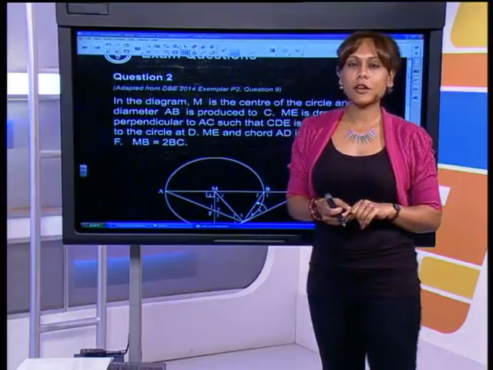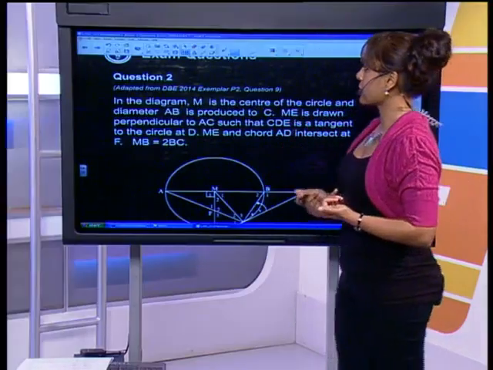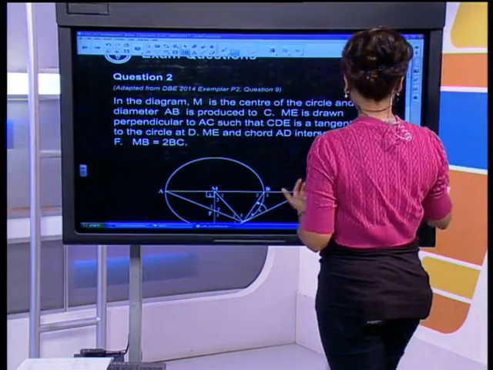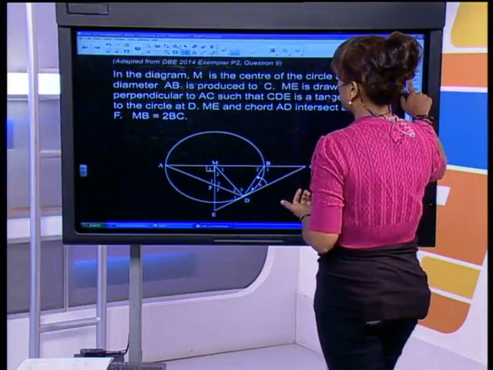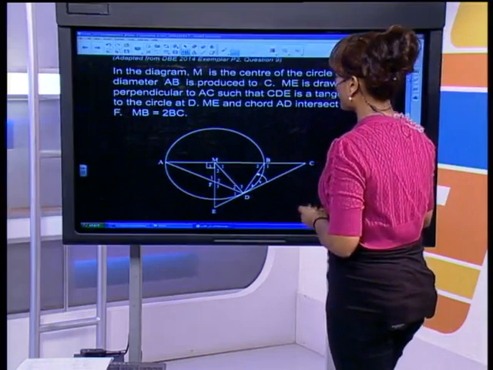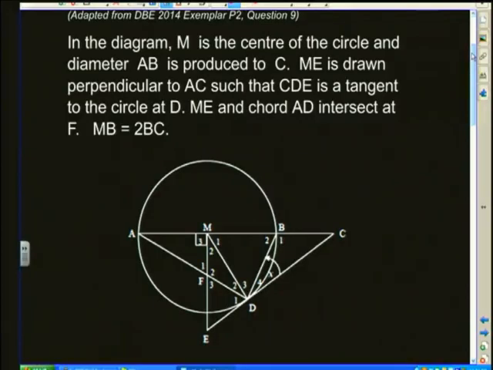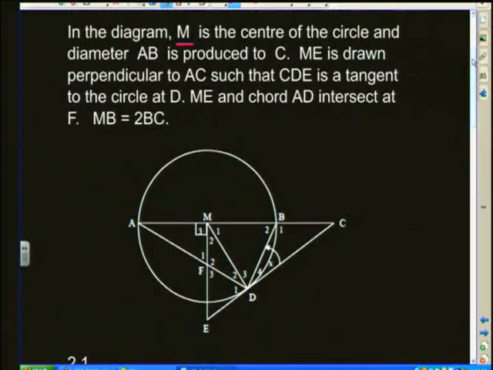All right, so we're going to get straight into question 2. This one comes from, again, Exemplar, Paper 2, 2014, adapted from question 9. And this is circle geometry. They tell you that in the diagram, M is the center of the circle. Guys, whenever they give you information, especially in geometry, take that information and mark it down on your diagram.